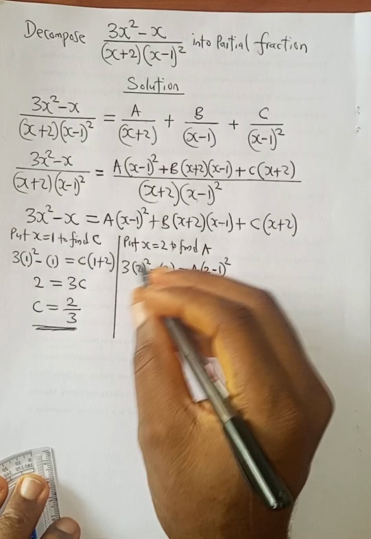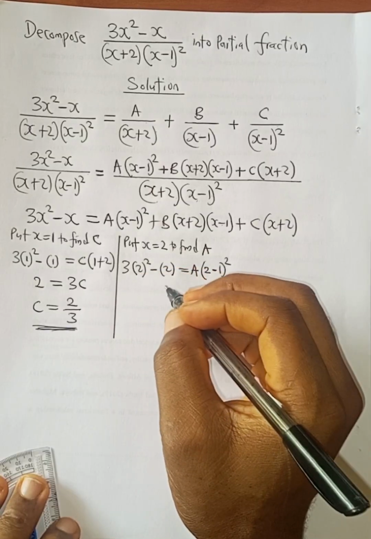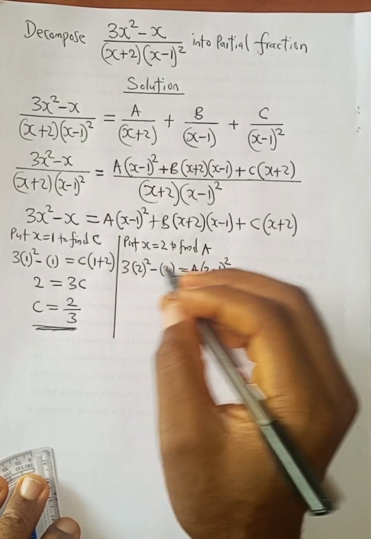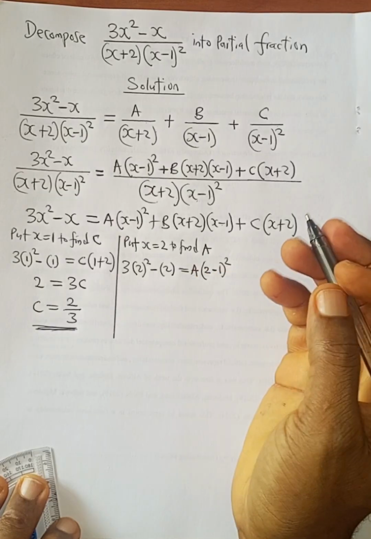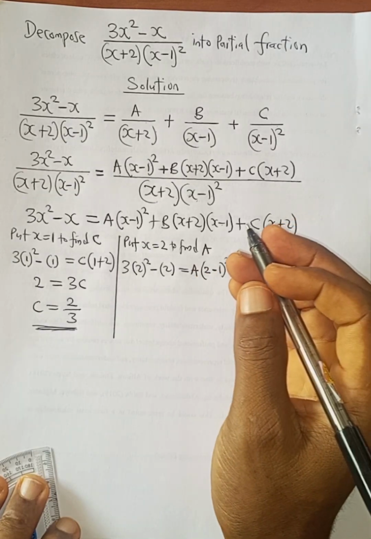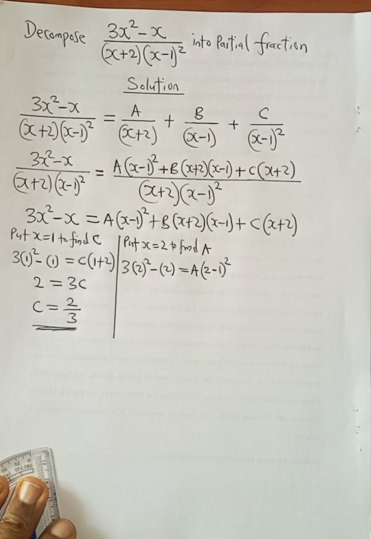So 2 squared is 4. 4 times 3 is 12. 12 minus 2 will give us what? 12 minus 2 will give us 10. Am I correct?